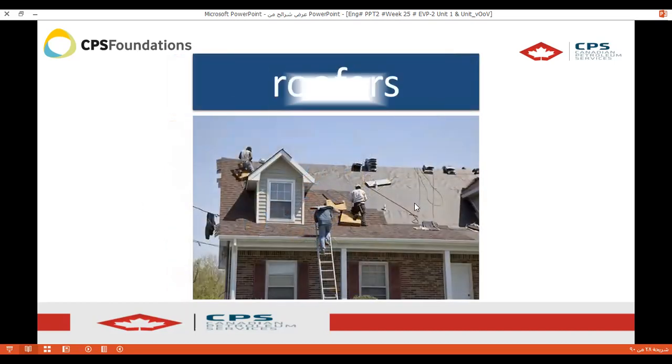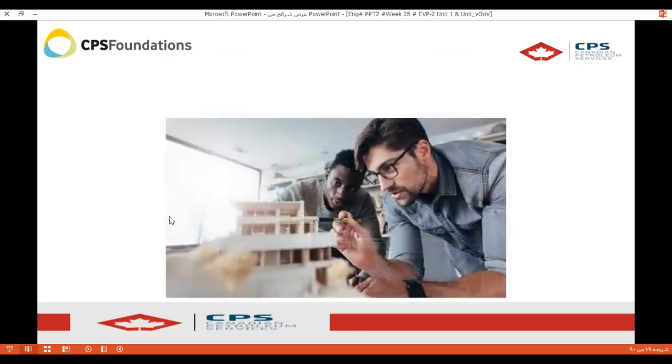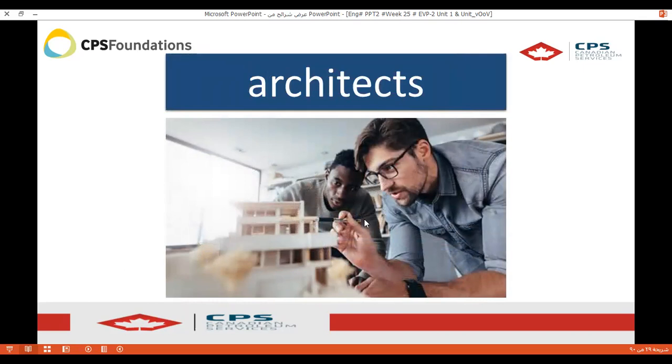What are they doing to the roof? They are covering the roof. They are roofers. This is another trade that we don't have at NCTC. Roofers, people who work on the roof of the building. Roofers. Okay. Architects. Architects are people who design buildings. They design new buildings. Architects. Take care. This is CAP. Architects.